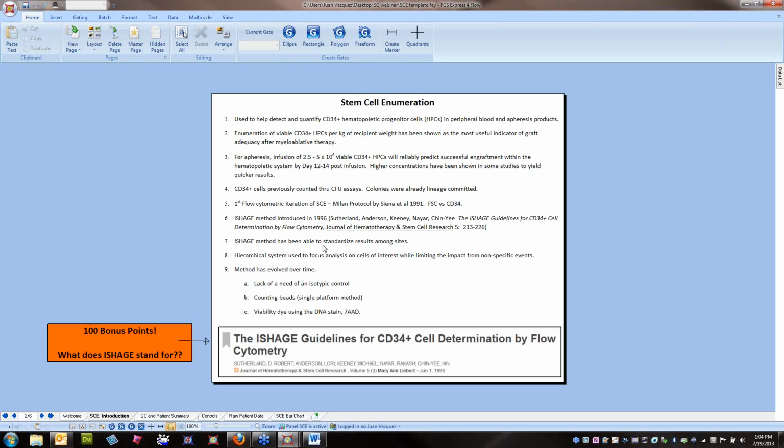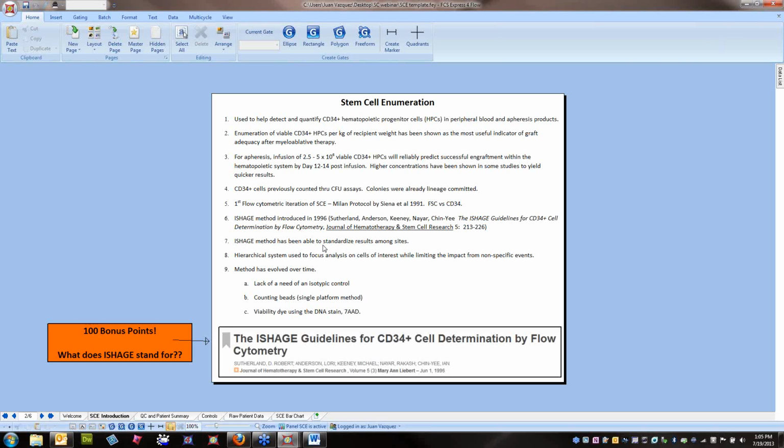The method was introduced in '96 in a paper in the Journal of Hematotherapy and Stem Cell Research by Sutherland, Keeney et al. The method was an idea where you can look at cells and further classify them according to fluorescence specificity as well as scatter specificity, whether it's forward scatter relative to size or side scatter relative to nuclear complexity.